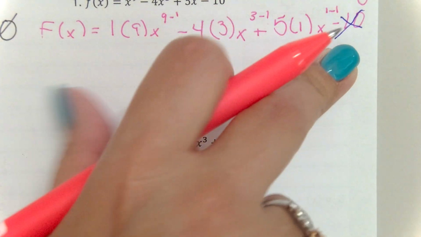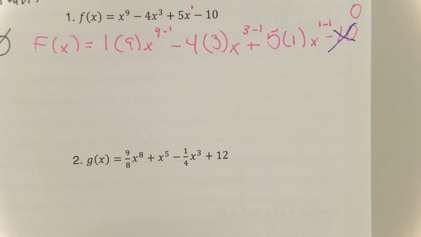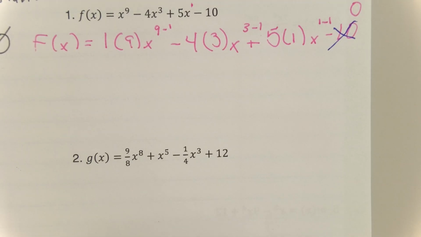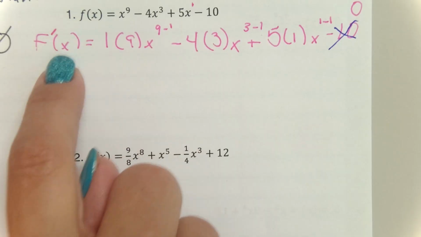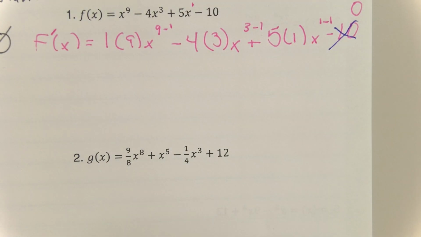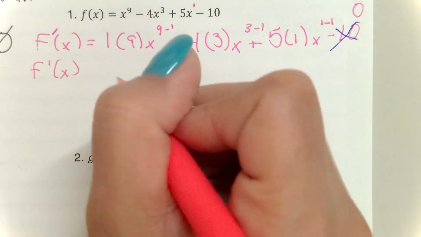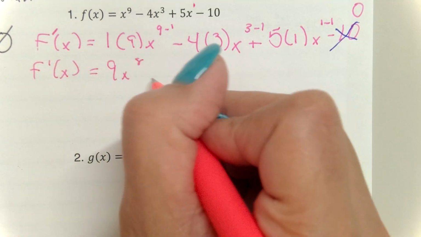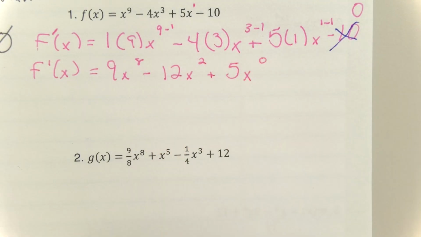If Darnell gave me this as a final answer, he would not receive full credit. Can we figure out why Darnell would not receive full credit? Oh, I don't know, actually. It's the prime. You have to write the prime because these two things are not the same. Remember the notation? So that's the notation. All right, and then we're going to simplify. 9x to the 8, 12x squared, 5x to the 0.